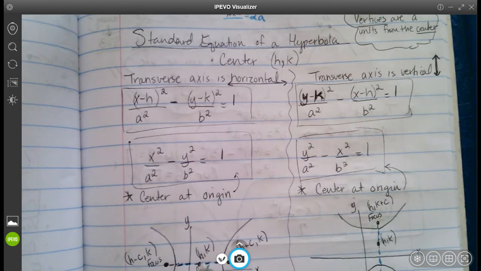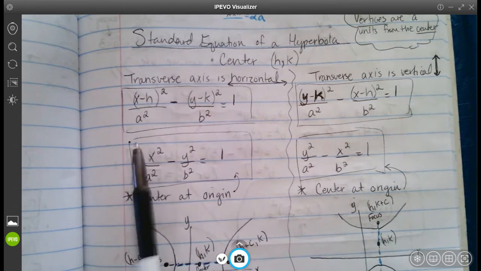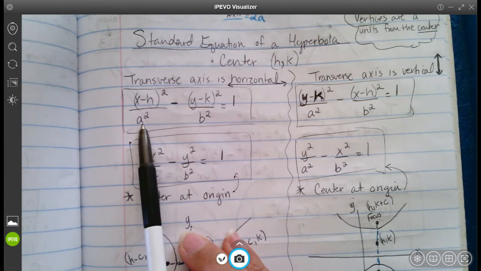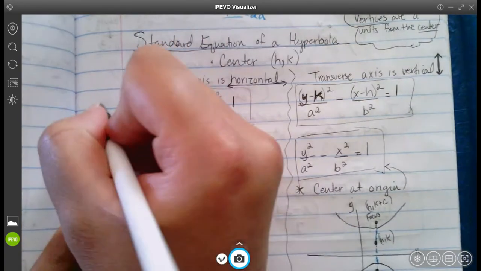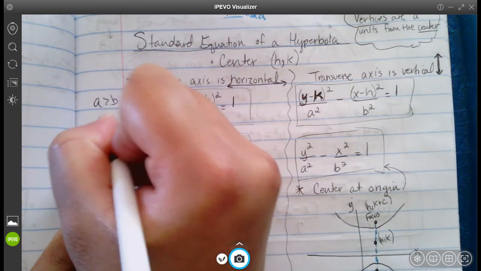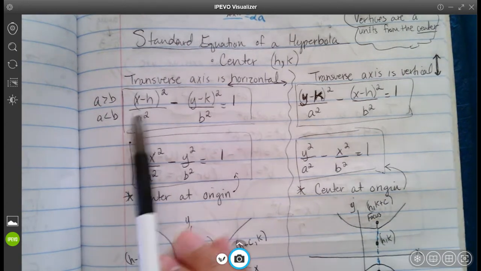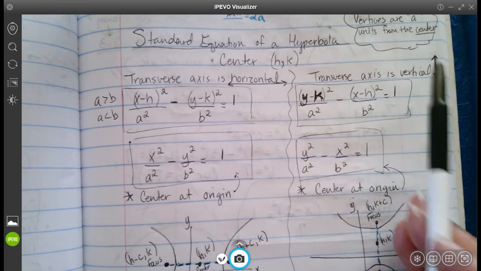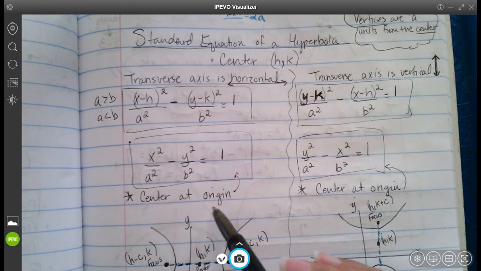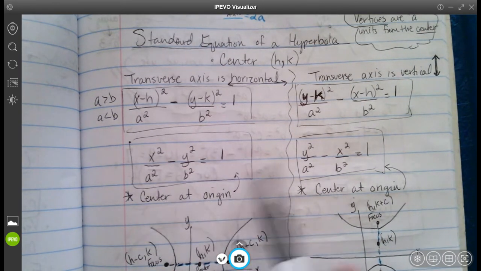One thing to note here, and I did not put it here, but I guess I should have, is that in the previous unit for the ellipse, the one that had the bigger number on the bottom basically told us if it was going to be vertical or horizontal. For this one, a can be greater than b or it can be smaller than b. It doesn't really matter. What matters is which one comes first. So if your x comes first, it's going to be horizontal. If your y comes first, it's going to be vertical. Okay, it's just a quick note. And of course, if the origin is the center, then h and k kind of disappear because we're just at 0, 0, and we're left with these two forms.